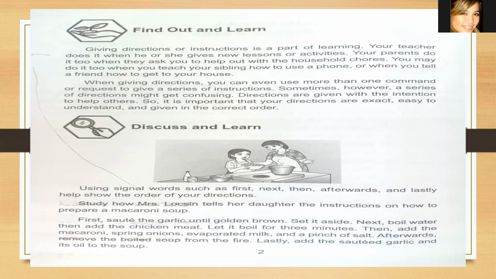Okay, right now, discuss and learn. Using signal words such as first, next, then, afterwards, and lastly, help show the order of your directions. Study how Mrs. Loxine tells her daughter the instruction on how to prepare a macaroni soup.